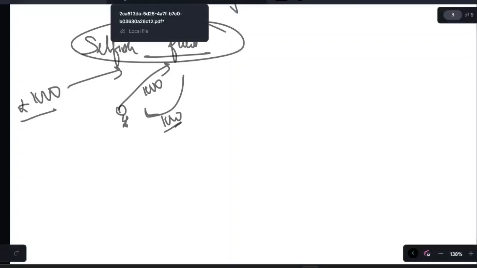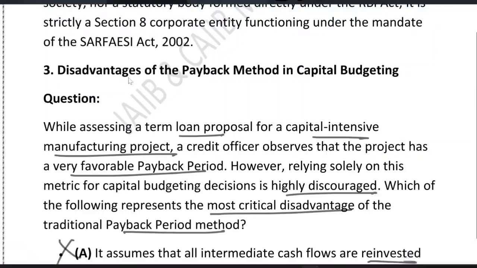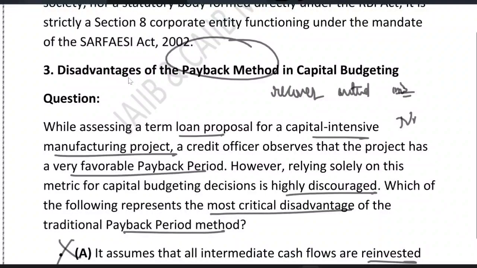So what we have discussed in this particular session, in this particular question, is the payback method. The payback period measures the time taken to recover the initial investment. And the flaw is that it ignores TVM, time value of money. The second flaw is that it completely ignores all the cash inflow that occurs after the payback period is reached, which can lead to rejecting highly profitable long-term projects. That is the major flaw of the payback method. I hope that is crystal clear.